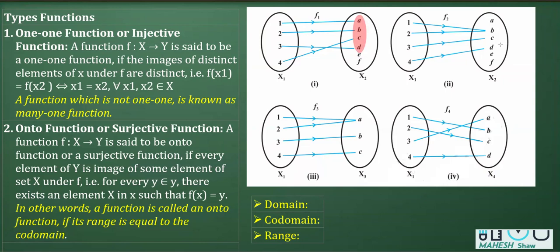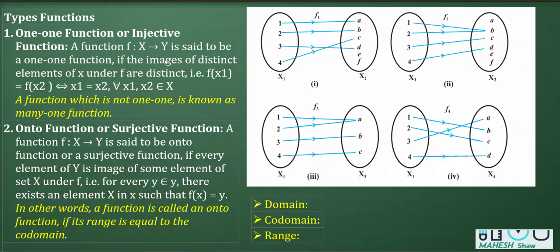For the range of the second part, you can see that B is the image of 1 and 2, C is the image of some element, and D is the image of some element. Here A, E, and F, although part of the codomain, we will not call the range because they are not the image of any element in the domain.